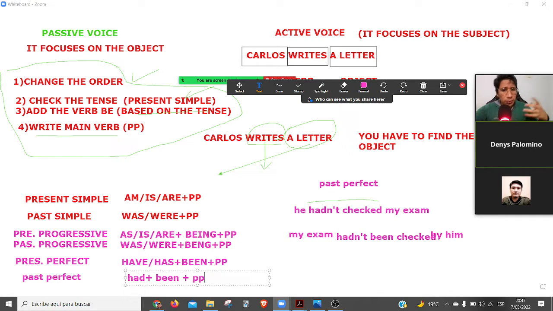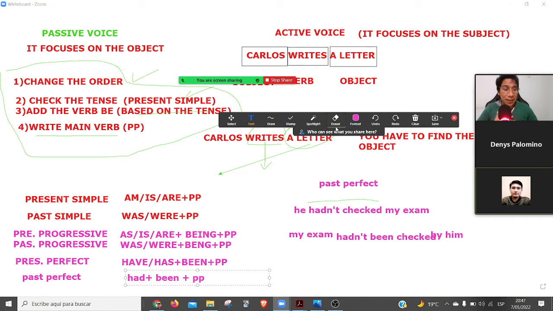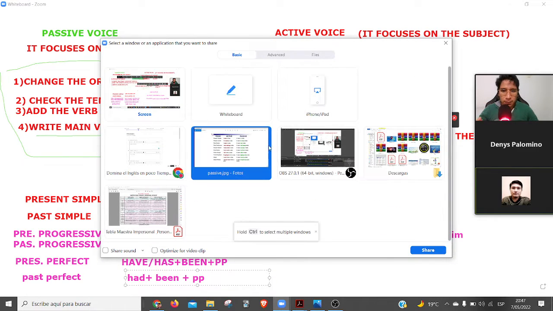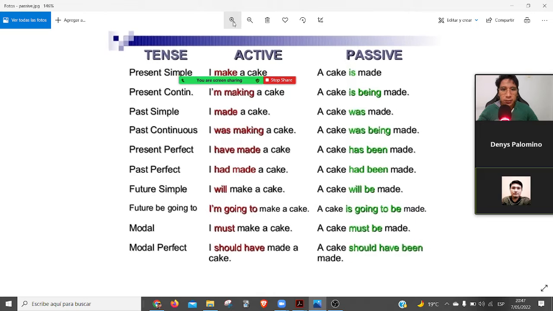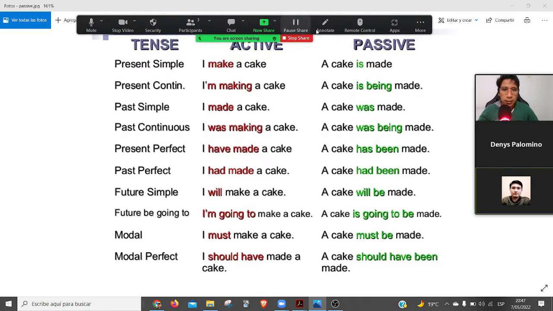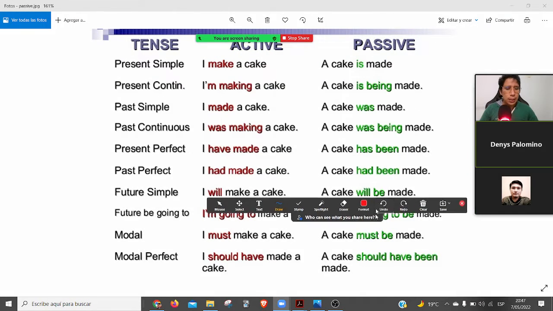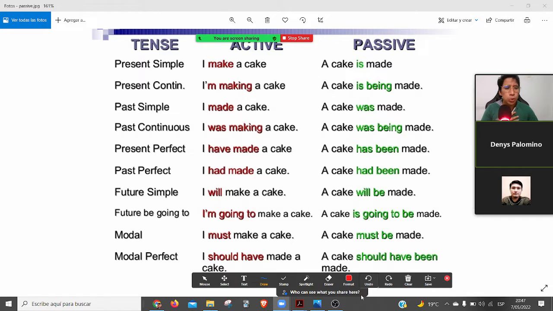Now, do you understand how the grammar works, right? Yes. So I have an image for you. You can take a screenshot and you can practice. Focus on this part. I prepared this image for you. Can you see it? Yes. A trick for you, un truquito basado en mi experiencia.